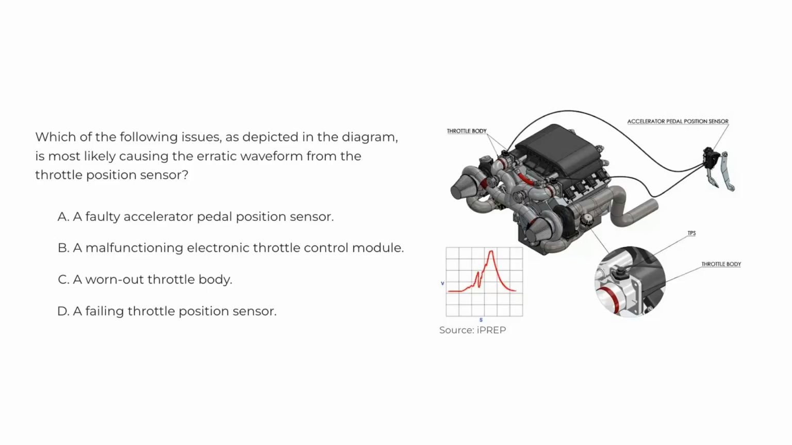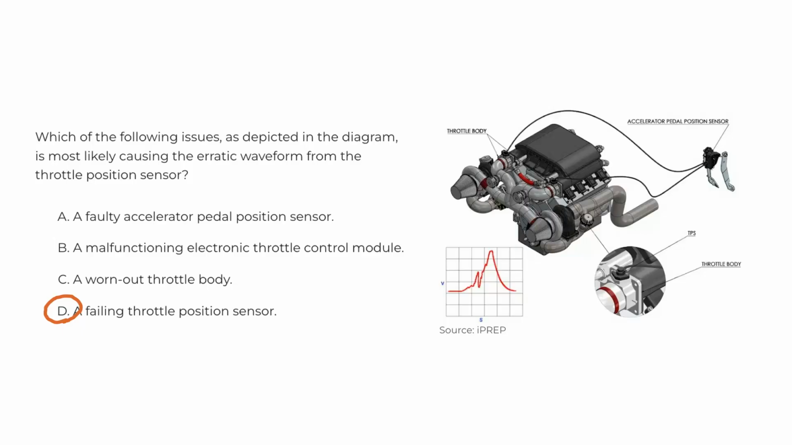So with that said, our answer options are A, a faulty accelerator pedal position sensor. We have B, a malfunctioning electronic throttle control module. C, a worn out throttle body. Or D, a failing throttle position sensor, or a TPS.